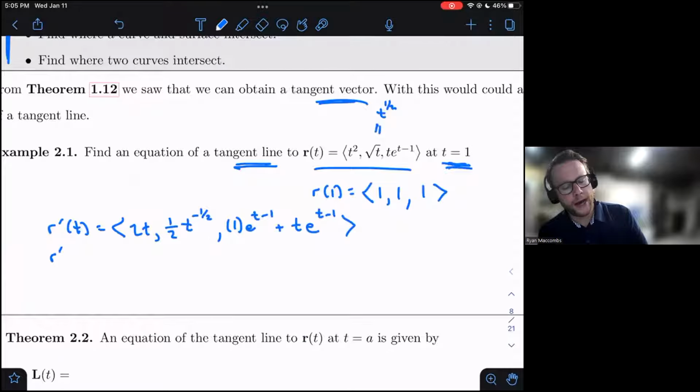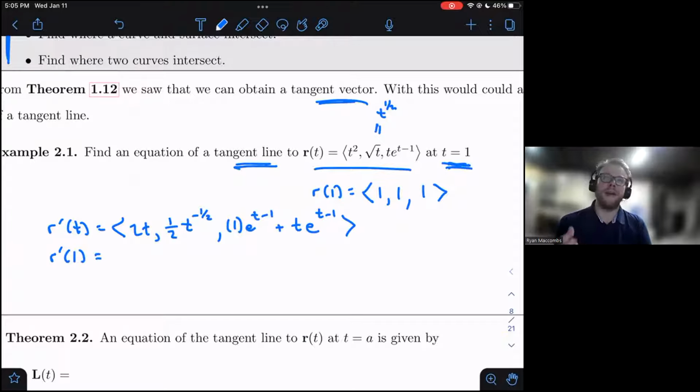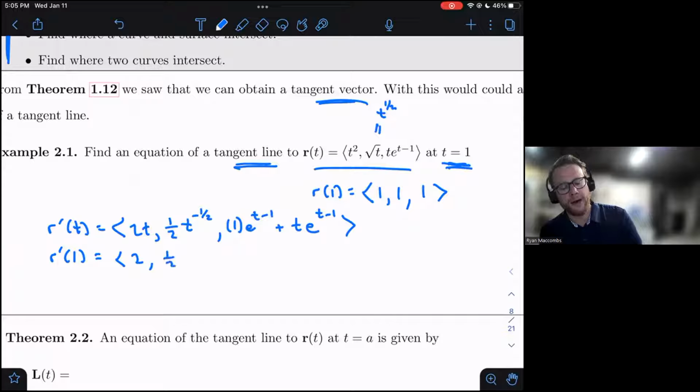And so now we can go ahead and plug in our special time to figure out the direction vector at t equals 1. So with that, we're going to have 2 times 1 is 2. 1 raised to any power is very nice, it's just 1. So this is 1/2. And of course, you can verify with your calculator that 1 raised to the negative 1/2 power is indeed 1. So it's just 1/2 times 1.